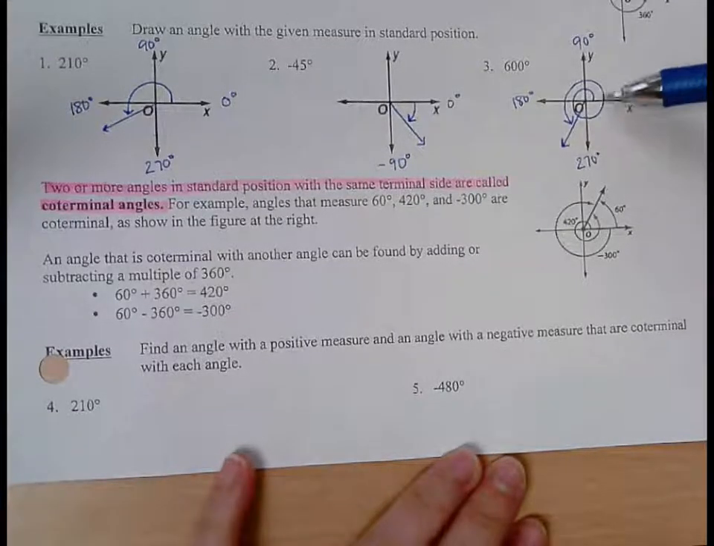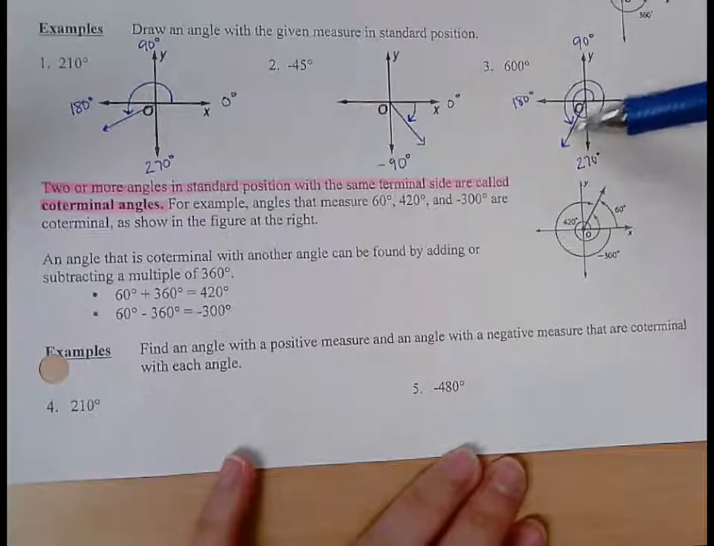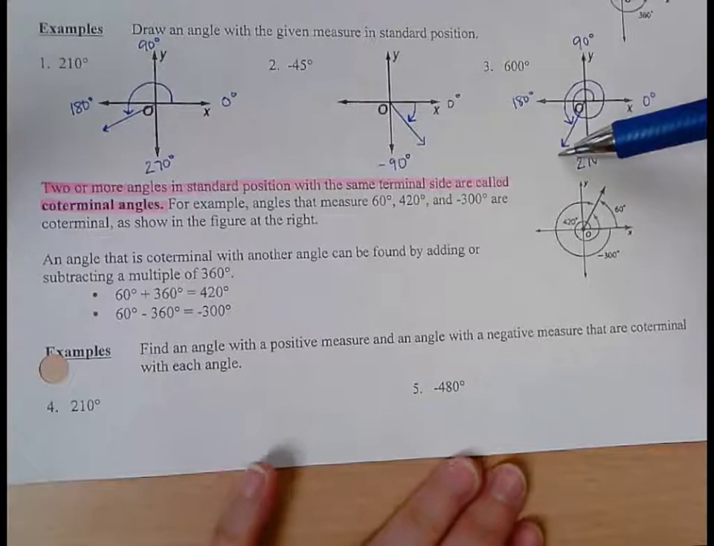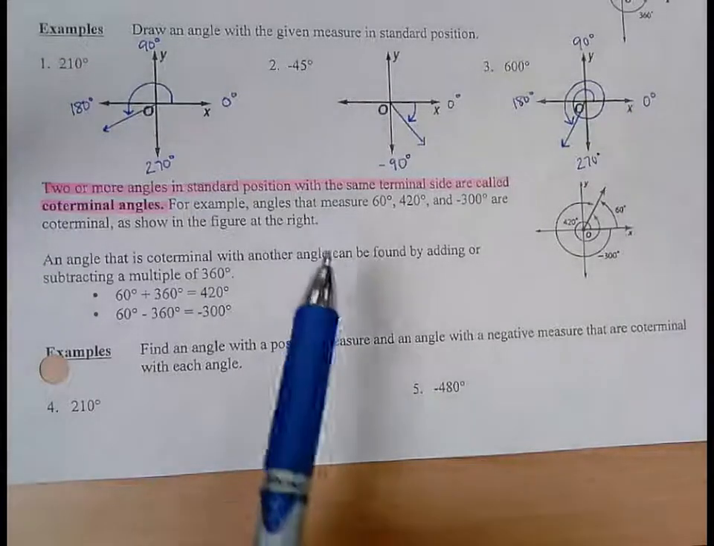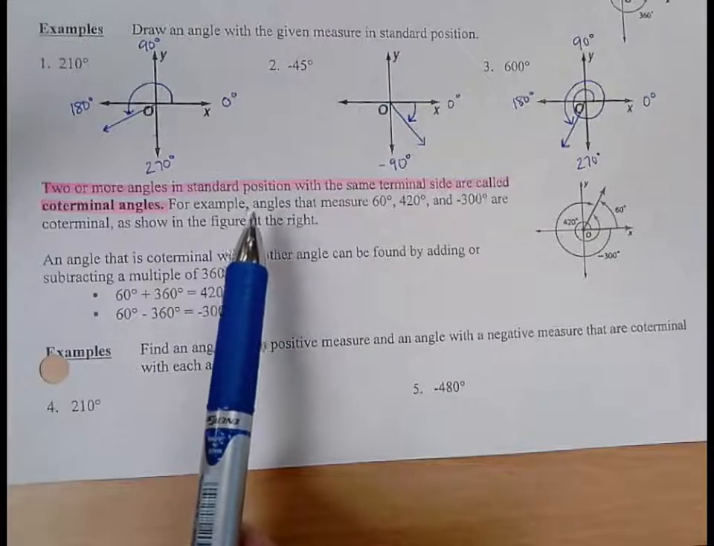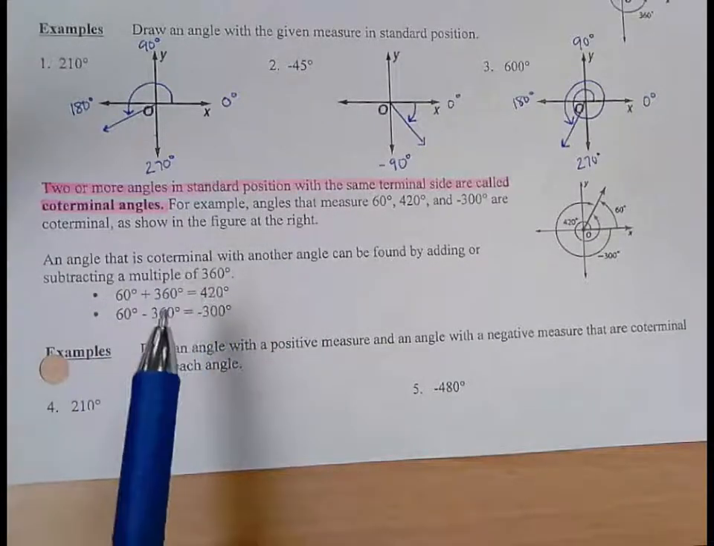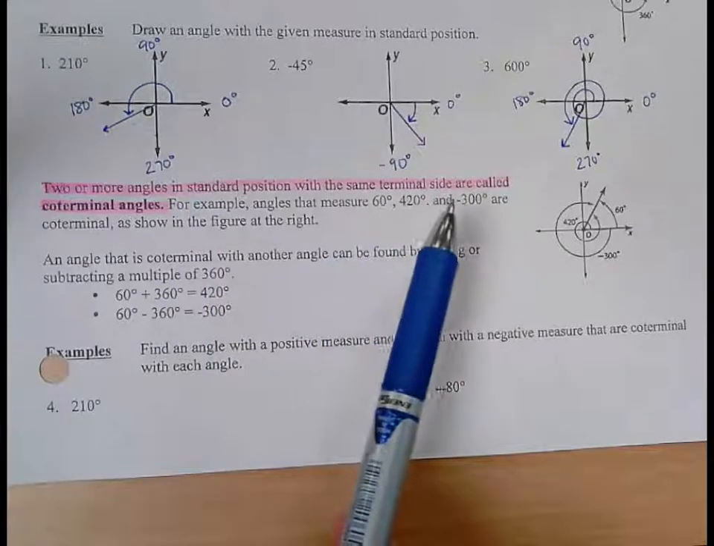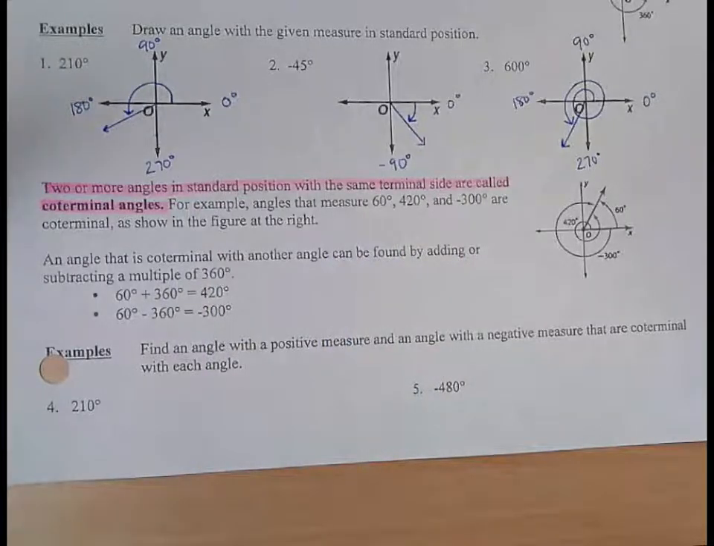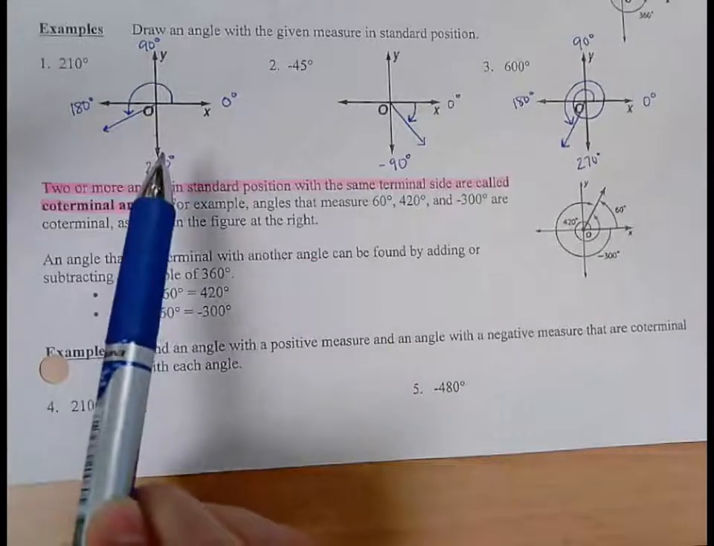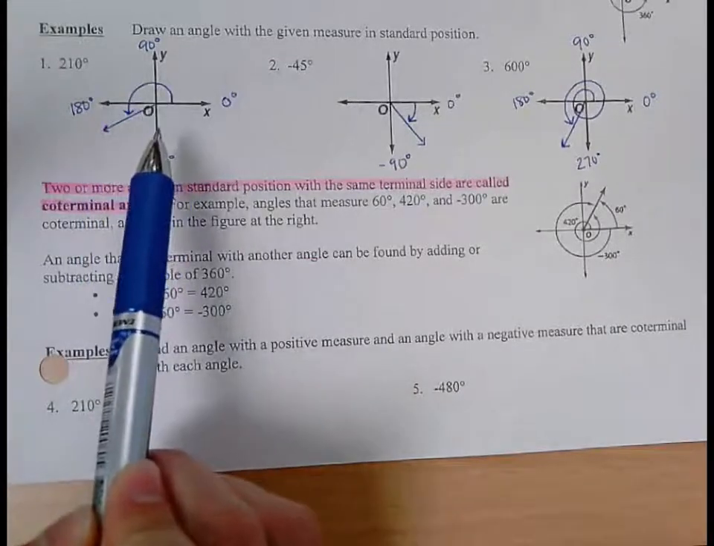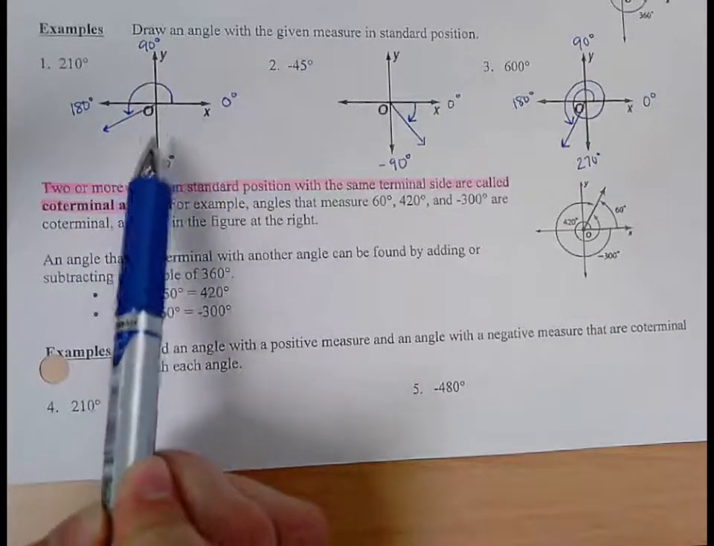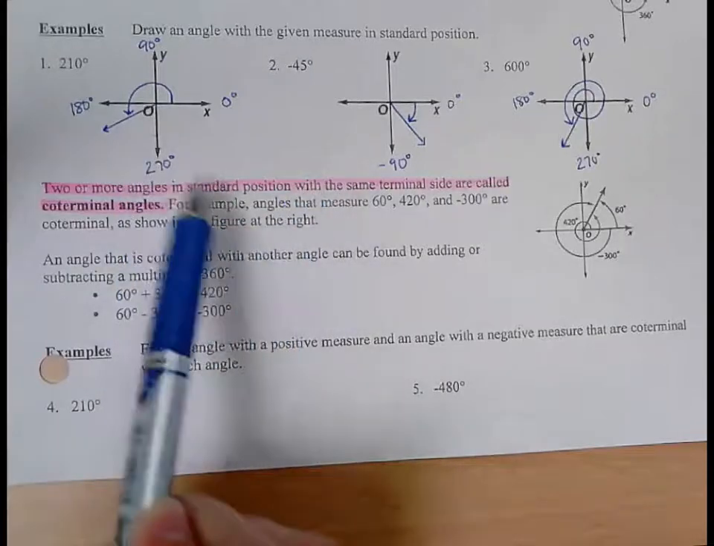600 degrees and 240 degrees would have the same terminal side. They're coterminal. So this explains here how you can find coterminal angles. This just gives an additional example. 60, 420, and negative 300 degrees would all be coterminal. You could even say 270 degrees and then negative 90 degrees. Those have the same terminal side based on how I labeled these.